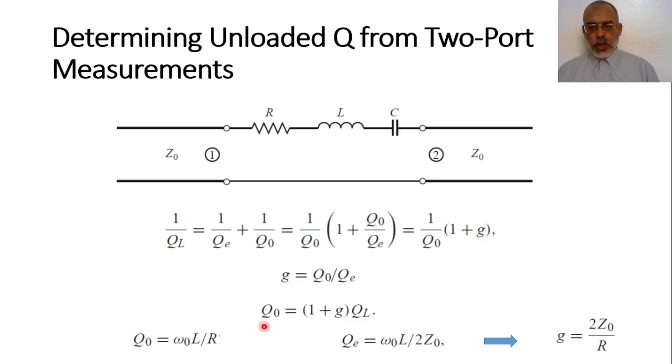In the present case, the coupling coefficient G equals 2Z0 over R, where 2Z0 is the impedance of the attached load, and R is the internal resistance of the series RLC resonant circuit.